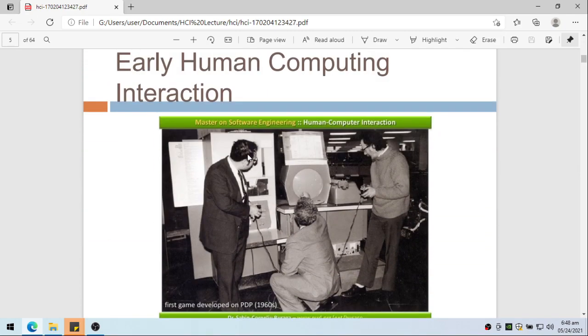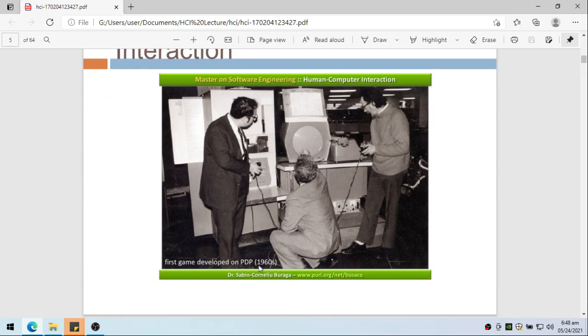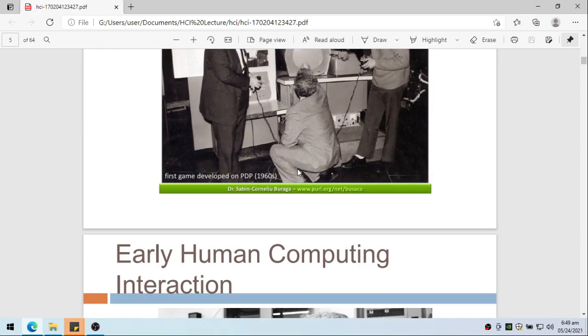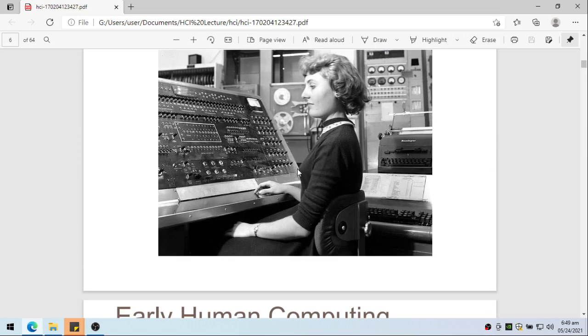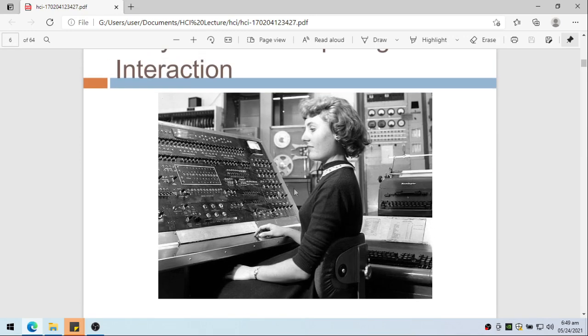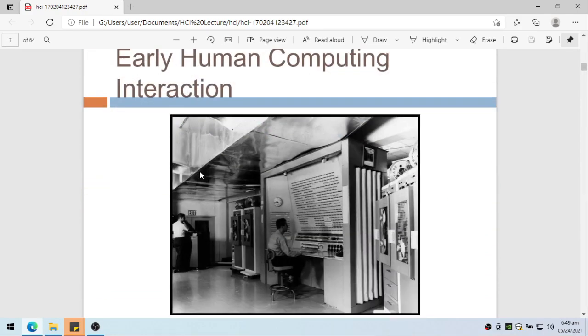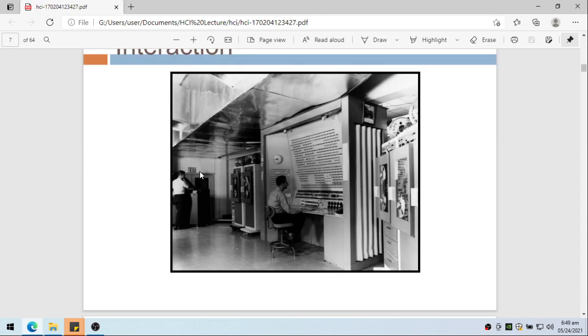Here is another one. This is the first game that was developed on the PDP during the 1960s. So again, we're using some sort of a big machine. Then here is another computer during the early days. So just take note of the panel and take a look at more or less these devices here. Here's another machine during those years, the early years of computing.